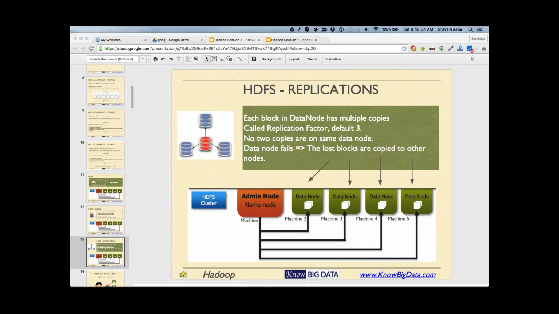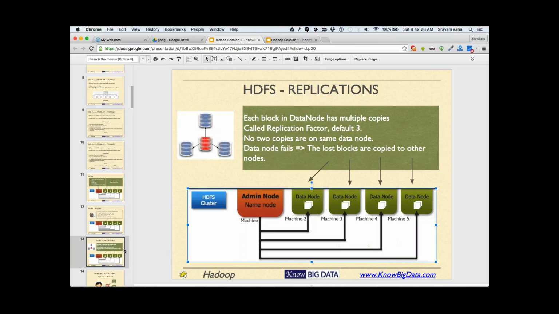Now, after some time, what happened was this node went down, so we are left with only two copies of the data. What Hadoop will automatically do is quickly create one more copy. The moment it realizes that this particular node has gone down, all the data that is lost here will be regenerated from other copies, and thus the replication factor of 3 will be maintained.